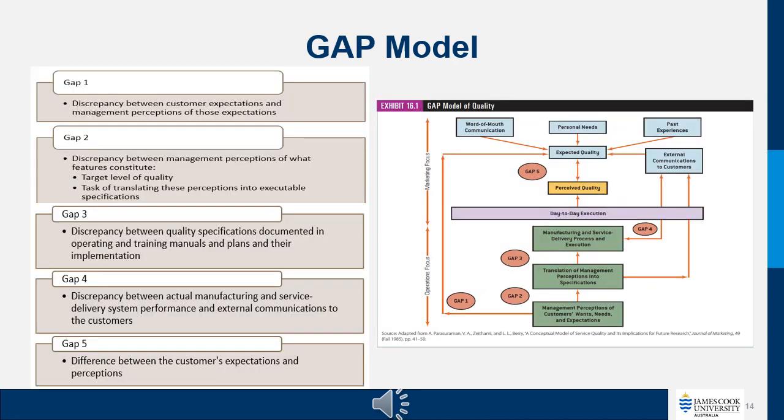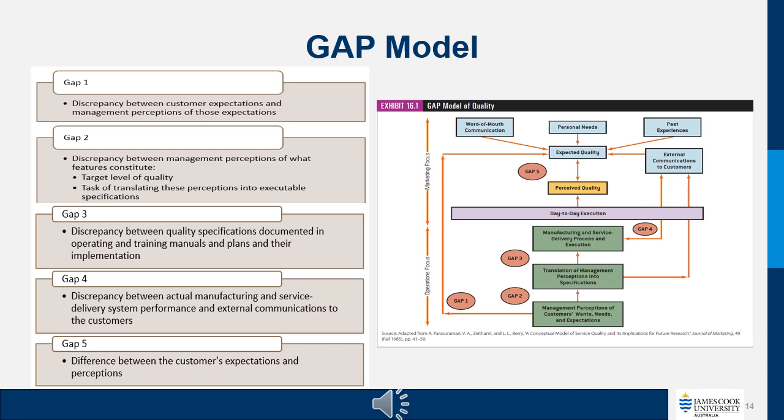Now, there are five gaps. Gap one is the discrepancy between customer expectations and management perceptions of those expectations. Gap two looks into the discrepancy between management perceptions of what features constitute quality, the target level of quality, and the task of translating these perceptions into executable specifications.